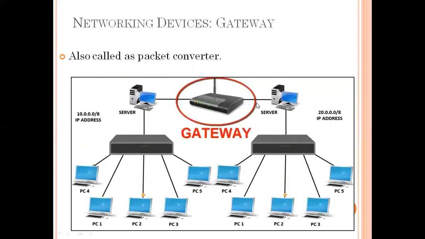Okay, so this is a diagram of gateway, and you can see that on the left side you have a completely different network. On the right side also you have a completely different network, and these two different networks having different protocols are connected using gateway. And one more thing you have to remember, gateway is also called a packet converter. It is the second name of gateway, packet converter. So just try to remember it in case it is asked somewhere.